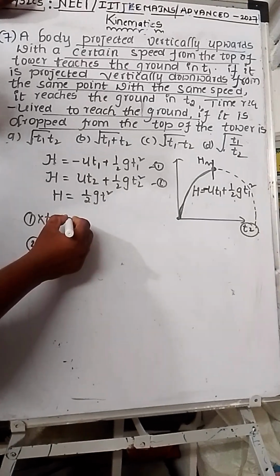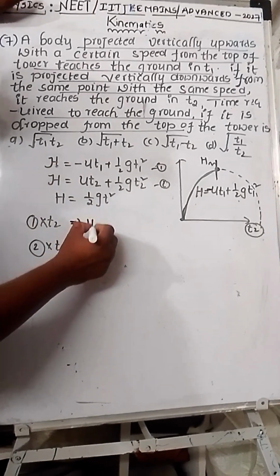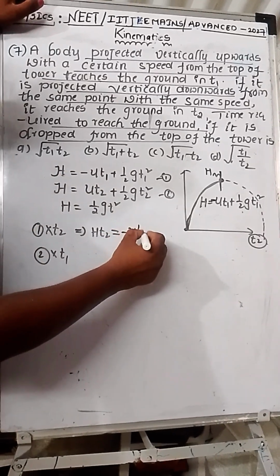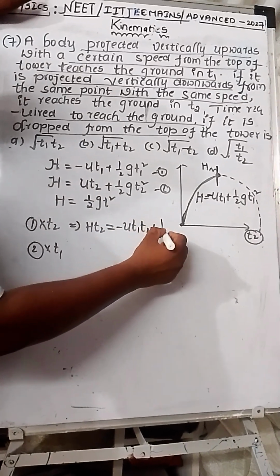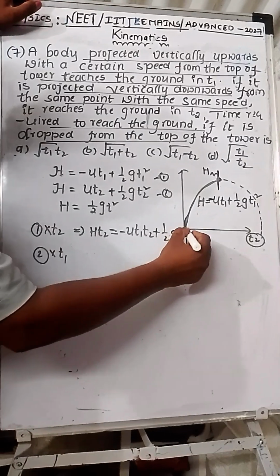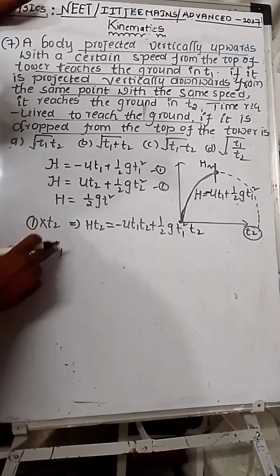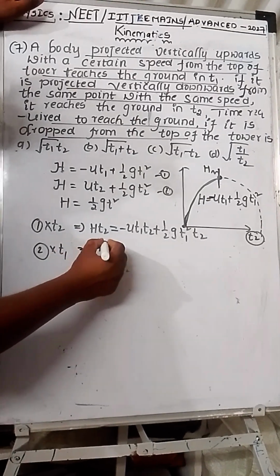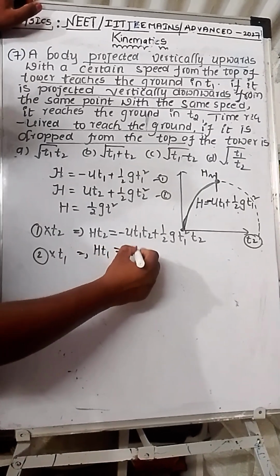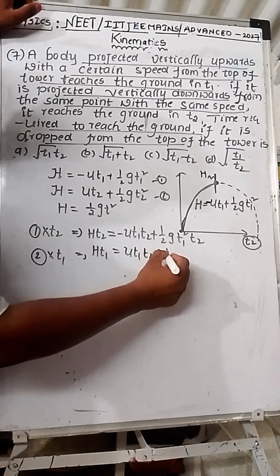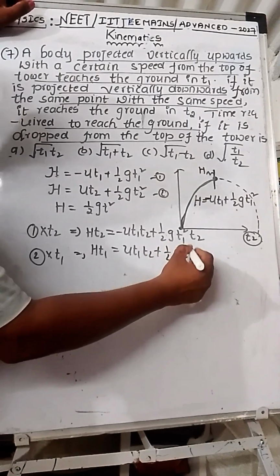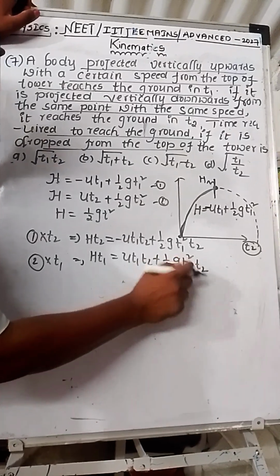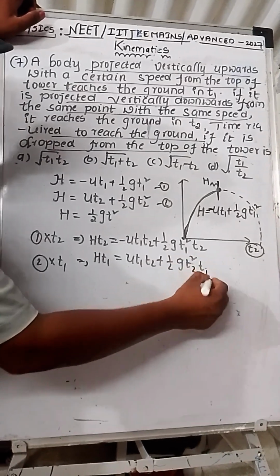Now I multiply the first equation by t2 and the second equation by t1. See here: h t2 is equal to minus u t1 t2 plus 1/2 g t1 square t2, and the second equation multiplied by t1 gives h t1 is equal to u t1 t2 plus 1/2 g t2 square t1.